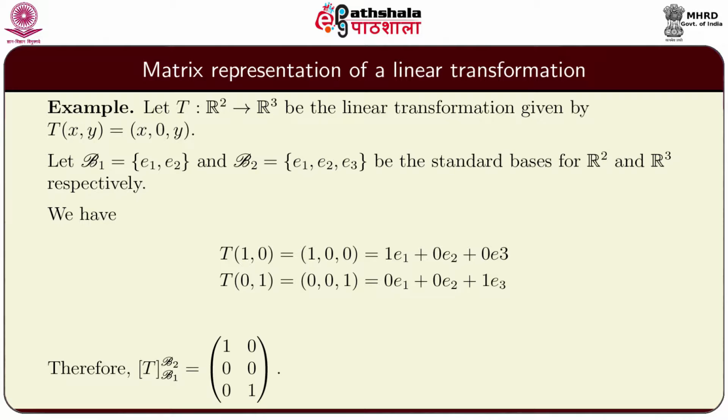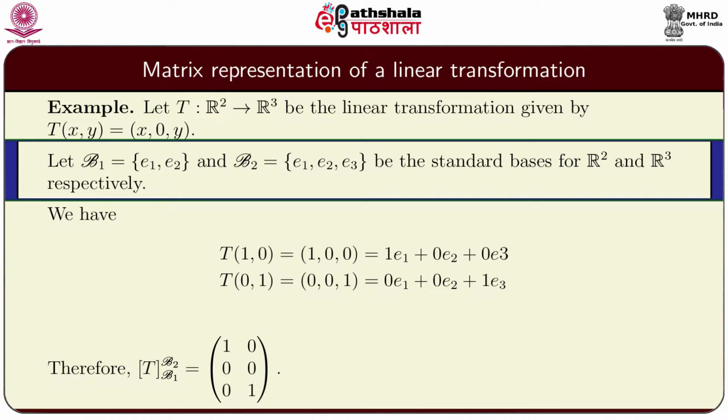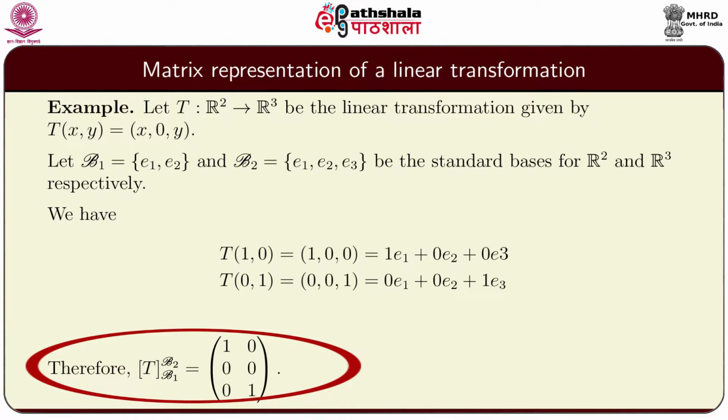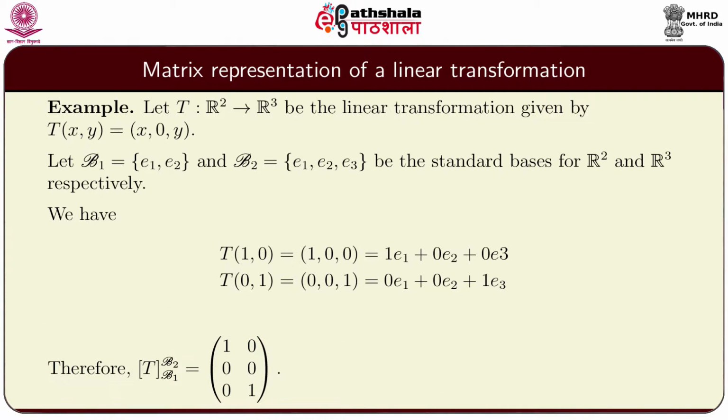Let us consider the linear transformation T of (x, y) is equal to (x, 0, y). The linear transformation is from R2 to R3. We choose the standard basis for R2 and R3, namely B1 and B2. Now let us calculate the matrix representation for T with respect to this choice of standard basis, and it turns out that the matrix is given by the first row is 1 0, second row 0 0 and the third row is 0 1.